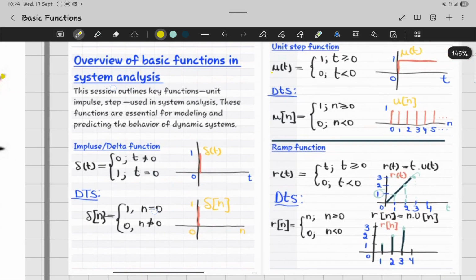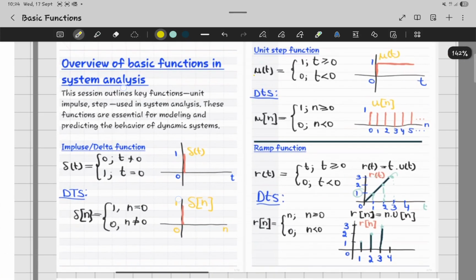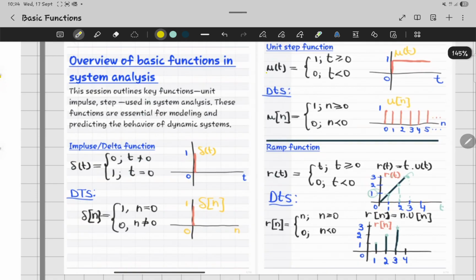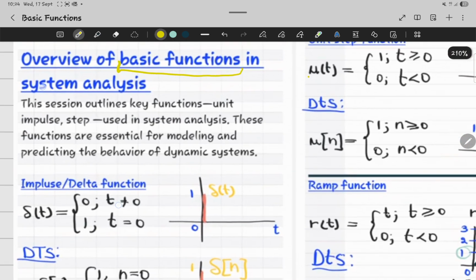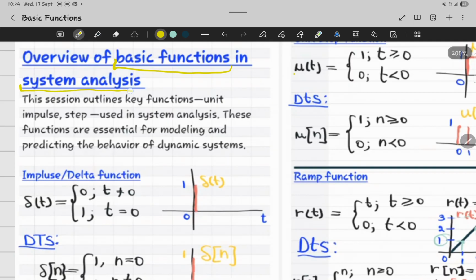So now let's go into what we'll be covering today. Okay, today we're going to see the basics of a function. So let me just zoom in. Okay, and we're going to apply system analysis. So in order for us to model and predict the behavior of a dynamic system, they're essential. Okay, and we're going to see what a unit impulse, unit step, and the ramp function are.